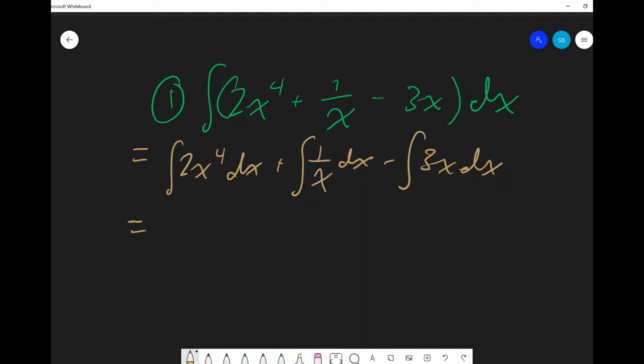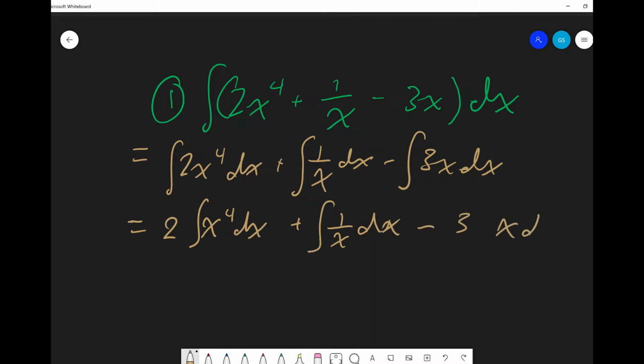And then property 1 that I showed earlier is all about just taking out the constants. So we see there's a 2x^4 here, so we can take out this 2. It leaves us with x^4 dx plus 1 over x dx, because the constant here is just 1, so it doesn't matter. Minus, we have a constant 3 here, we can take that out, x dx, like so. And now we can just integrate.